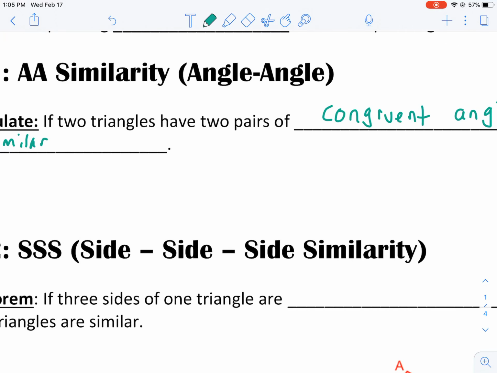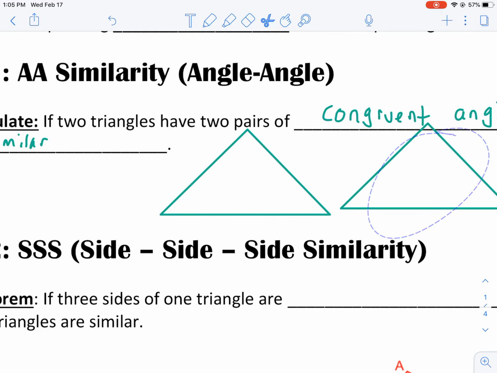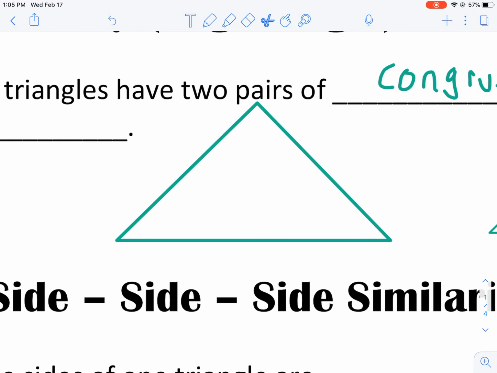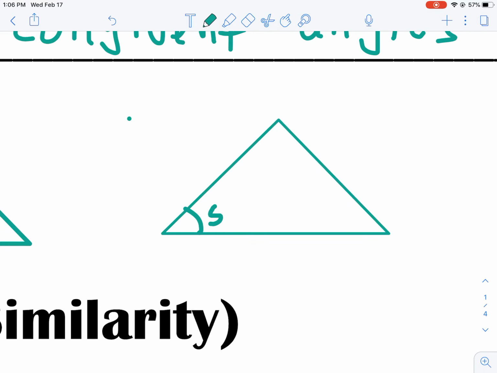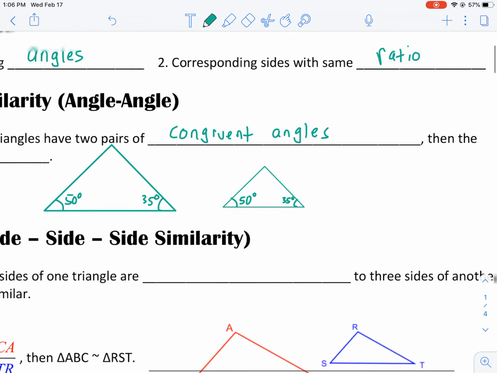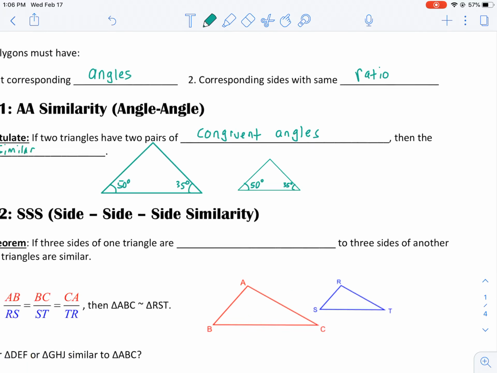So what that might look like, let me draw a picture real fast. We have a triangle right there. We have a smaller one. Let's say, and I'm just gonna make up something, that that's 50 degrees, and let's say this is 35 degrees. So these 2 would be similar if this was 50 degrees and this was 35 degrees. So if 2 angles are the same, then you can say the triangles are similar by AA. That's kind of how it looks.